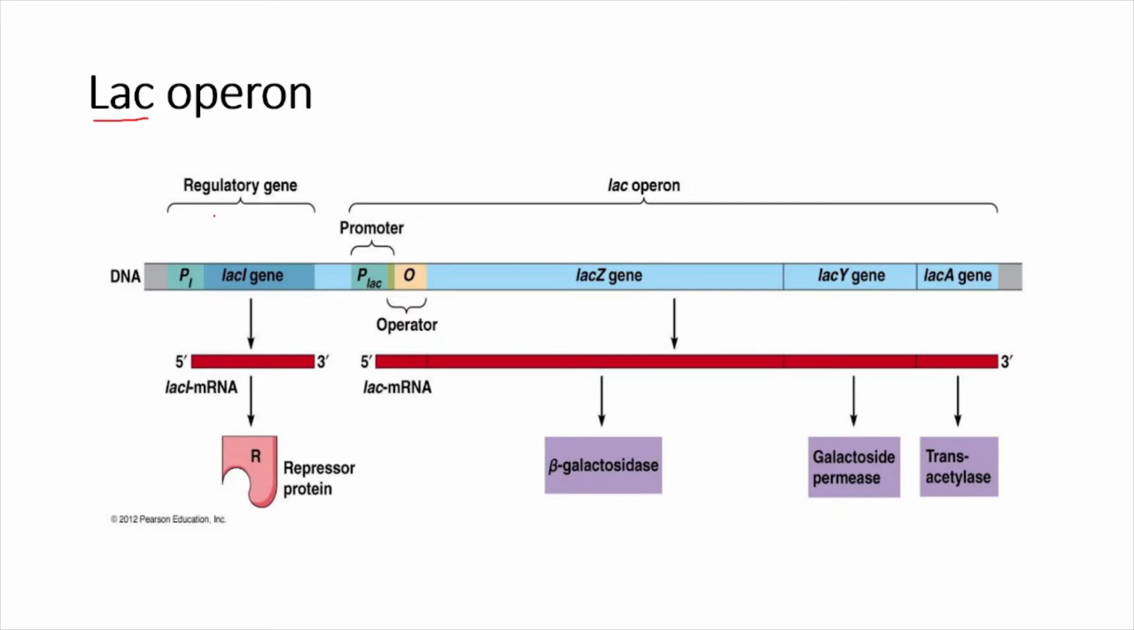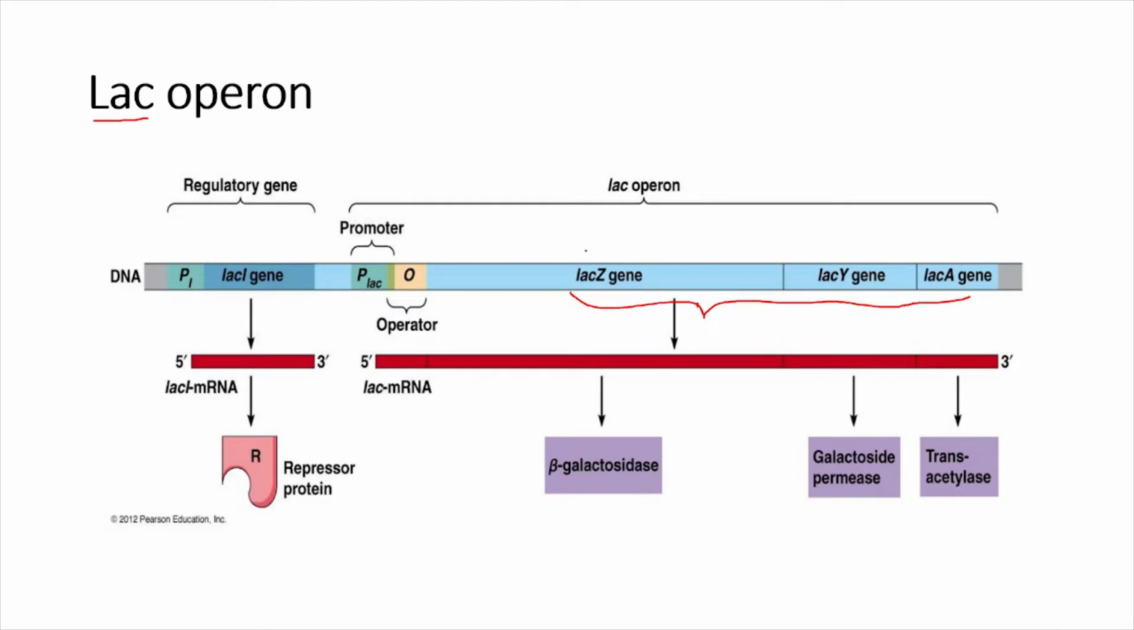Now if you observe the structure of Lac Operon, first you will notice that Lac Operon contains a set of genes which are closely spaced together. These set of genes are called structural genes. In case of Lac Operon, these structural genes are of three types encoded by three different genes.